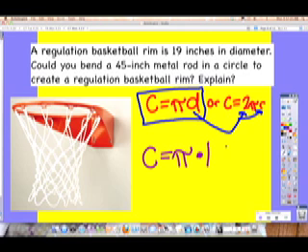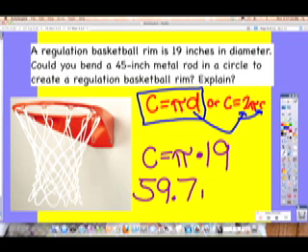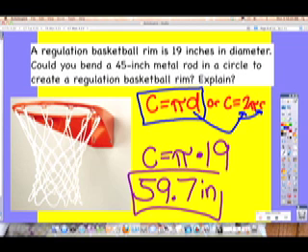Jack, what did you get for an answer? 59.7. Whoa. 59.7 inches, right? That's how big around a regular basketball rim is. So could we take 45 inches of a metal rod and bend it to fit that? No. What's the problem? It was way too little. So final answer on this one would be no.